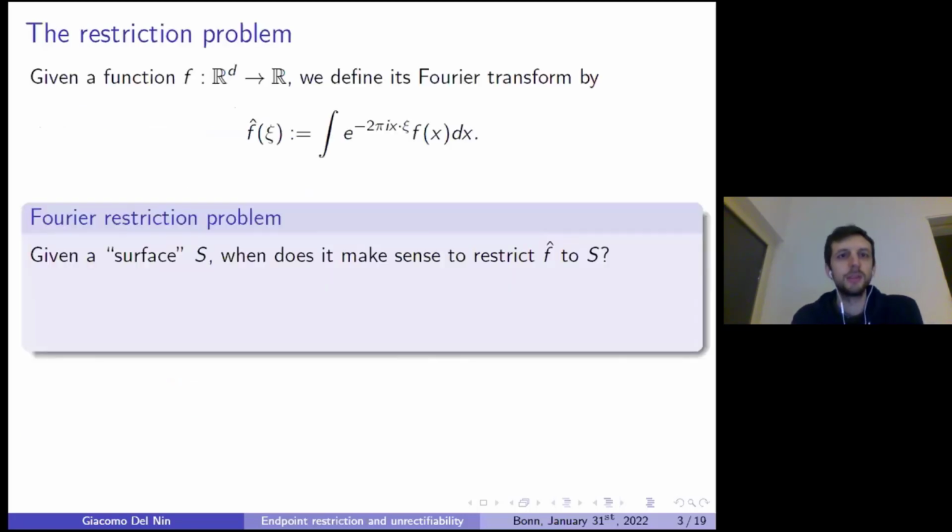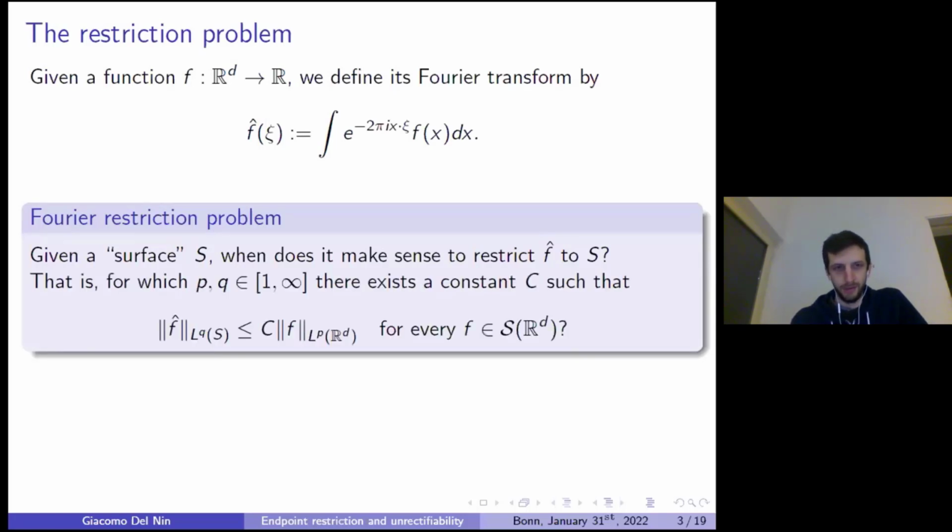Okay, so let me start by recalling the restriction problem. We start from a function from R^d to R, and we define as usual the Fourier transform. And the Fourier restriction problem asks the following. If we are given a surface S, when does it make sense to restrict the Fourier transform of f to S? More precisely, this means for which exponents p and q between 1 and infinity we can find such an inequality, which means basically that the Fourier transform is continuous as an operator from L^p of R^d to L^q of the given surface.